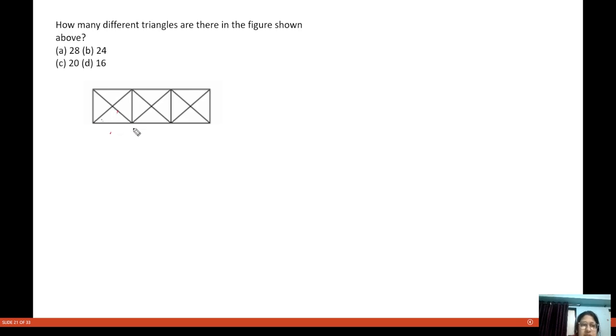So we have this 1 2 3 4, 1 2 3 4, and 1 2 3 4. These are basically small triangles. How many of them? We have 12 small triangles.